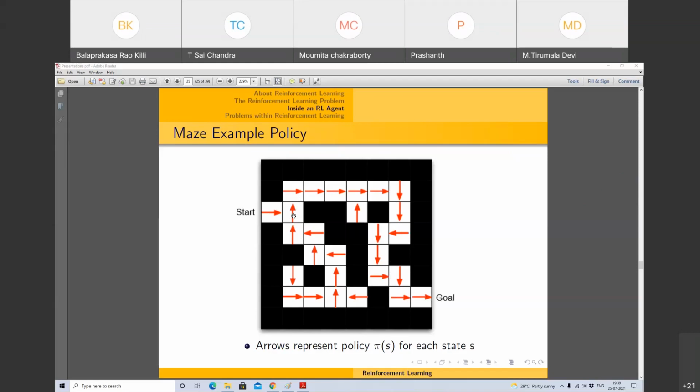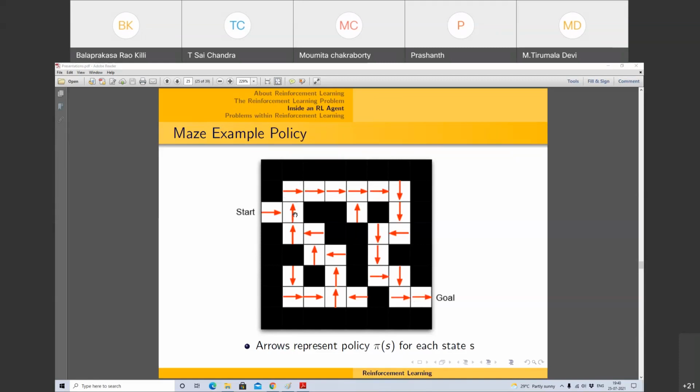What happens when you use minus 1 reward? When you come down like this, let us say, from here, what is the shortest path from start to goal? First of all, tell me, what is the shortest path? Shortest path is this one. This is the shortest path.